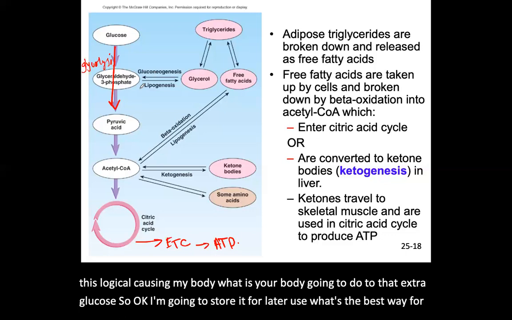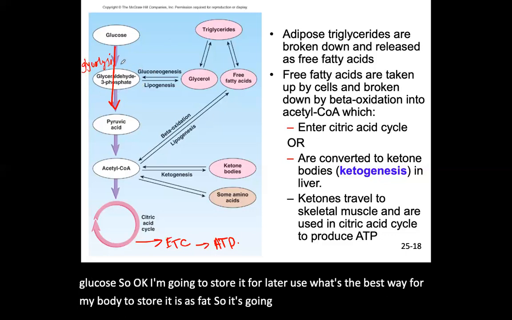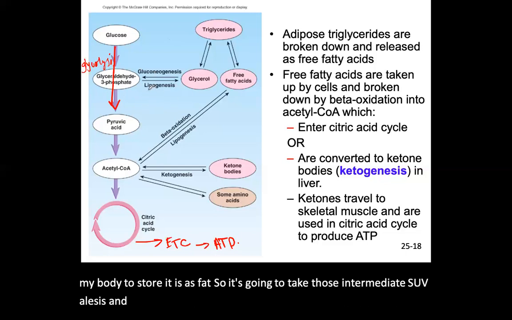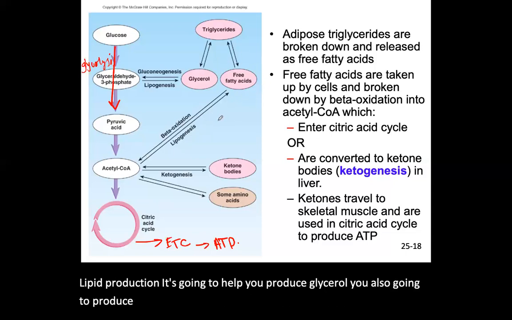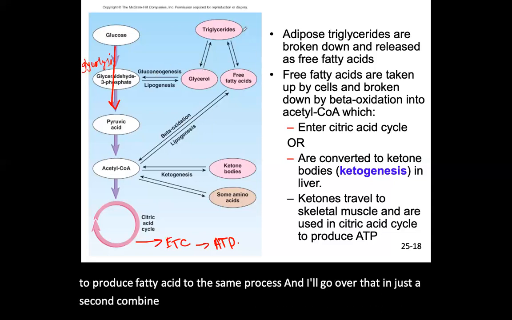Is as fat. So it's going to take those intermediates of glycolysis and undergo a process called lipogenesis, which basically means lipid production. It's going to help you produce glycerol. You're also going to produce fatty acid through the same process, and I'll go over that in just a second. Combine the glycerol and the 3 fatty acids together, and you get your triglycerides.